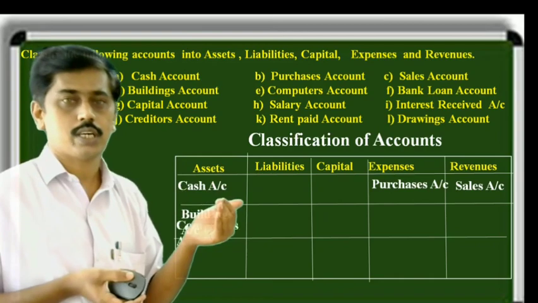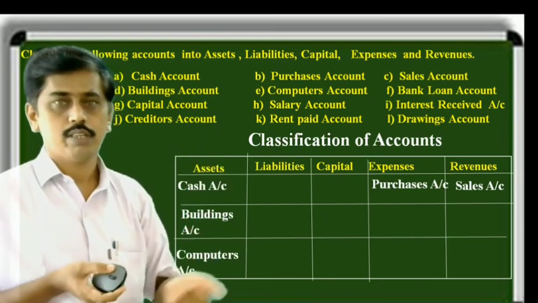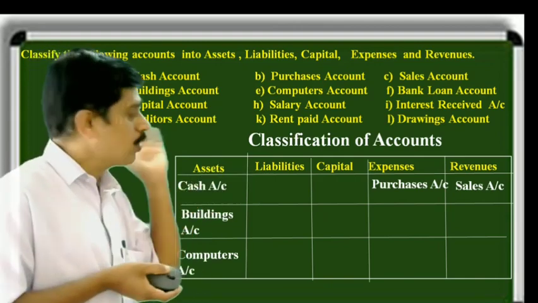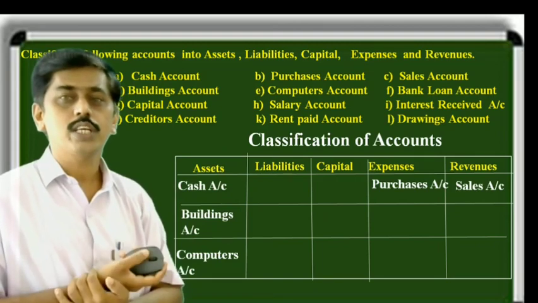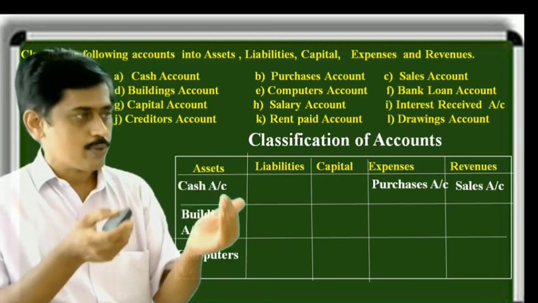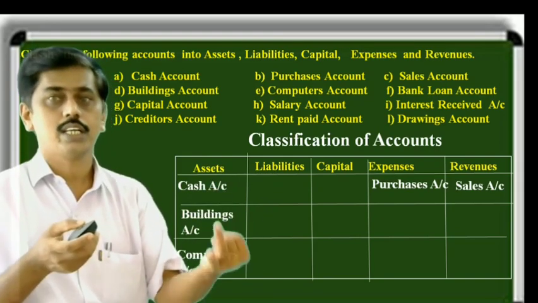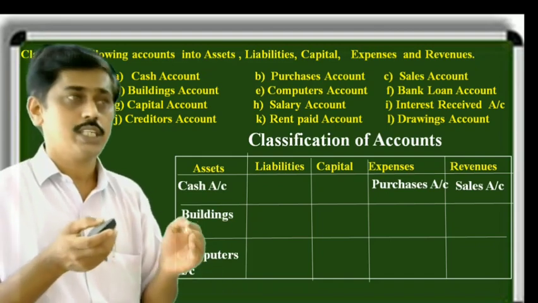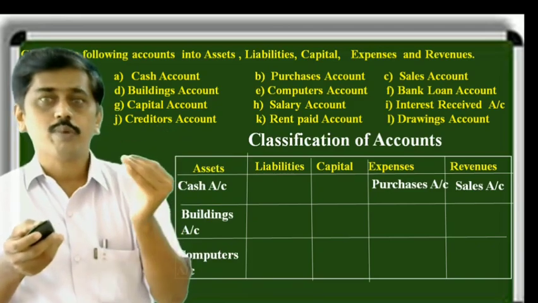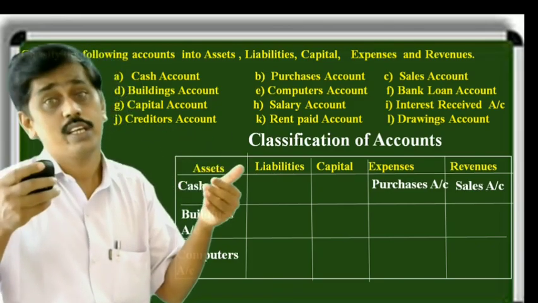So computers account, asset account. Computers account, asset account. Then what's the next one? Next one is the bank loan. Bank loan is, what is bank loan? Loan taken from bank. What it is to the business? Whether it's an asset, whether it is capital, whether it is an expense, whether it is revenue. No, what it is? When business takes loan from the bank, it is supposed to repay it. So what it is? It is a liability.